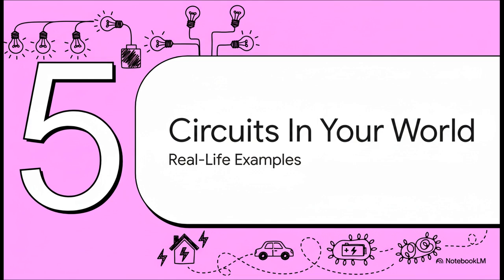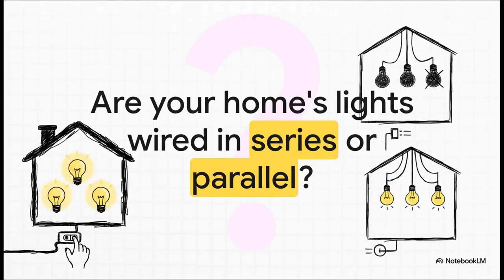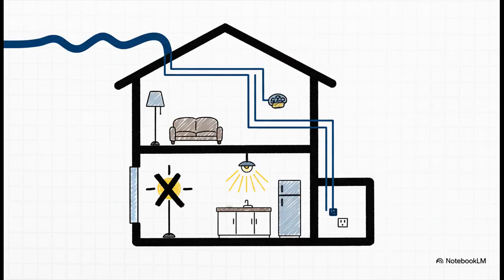So let's bring this back home, literally, because you're never going to look at the wiring in your house the same way again. So take a second. Think about your own house. When you flip on a light switch in the kitchen, do all the lights in the entire house suddenly turn on? Of course not. Or when a bulb burns out in your lamp, does your whole living room go dark? No way. So based on what we just learned, which one is it? Yeah, you got it. Your house is wired in parallel.